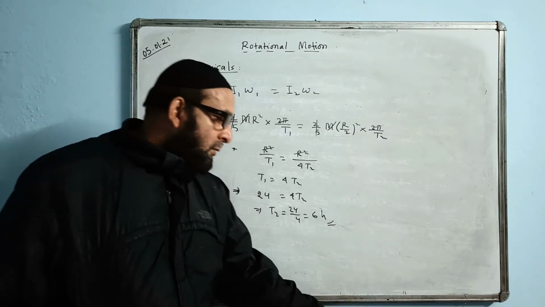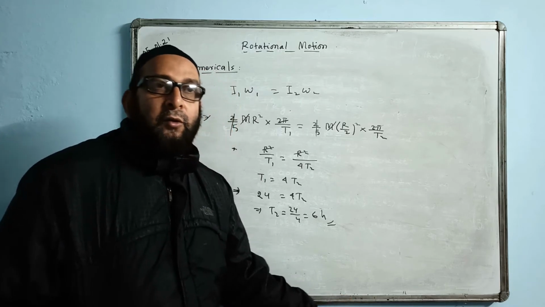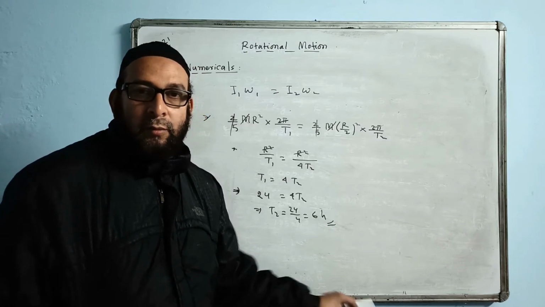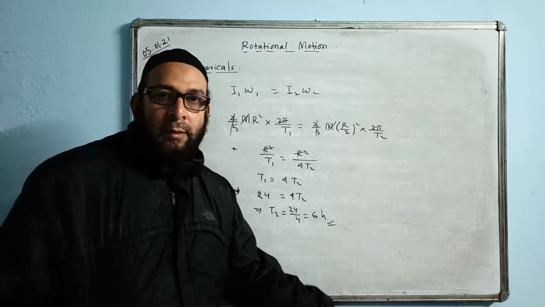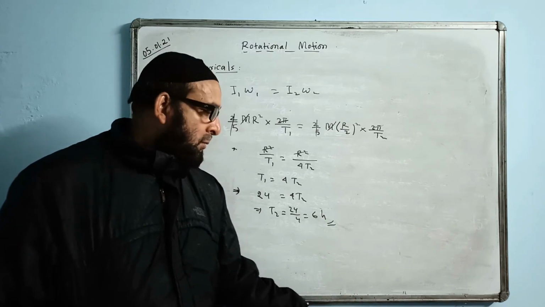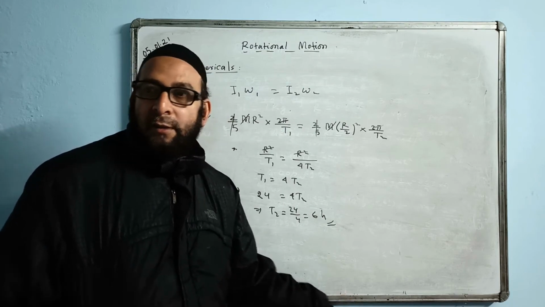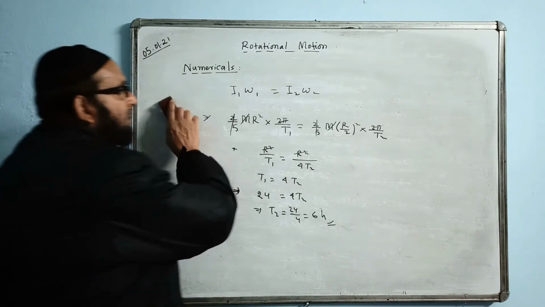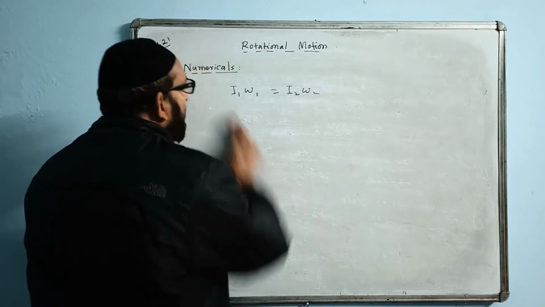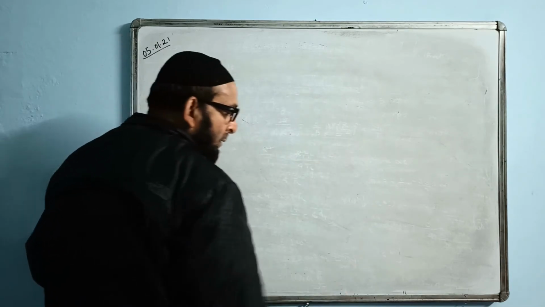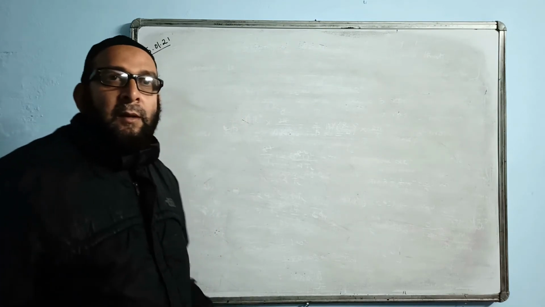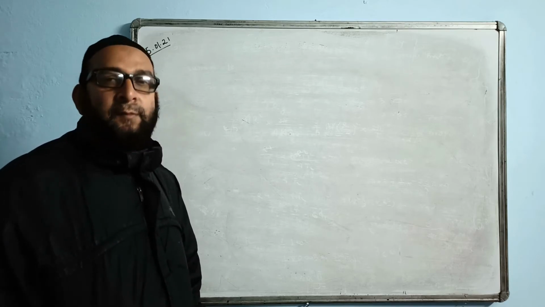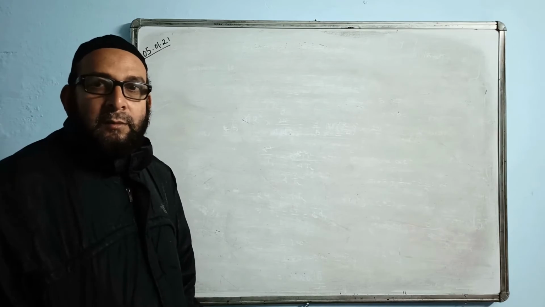Okay, now write the next question. A ball is rolling down on a frictionless surface. Find what part of its total energy is translational.